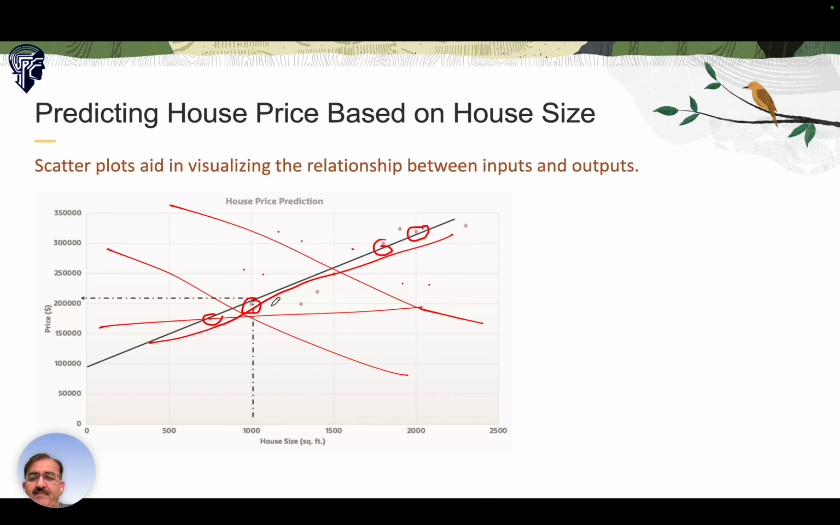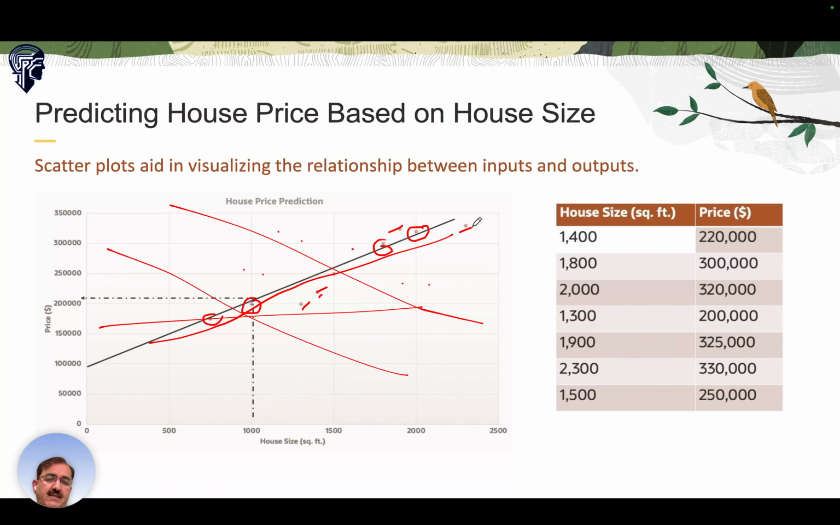So basically we can say that once the line is properly fit, the predicted price will be on the line, but the actual price might be slightly different. For example, these are different prices which are slightly away from the line. And this is the sample data. For example, house size is 1400 square feet and the price is 220,000, 1800, 300,000, and so on and so forth.